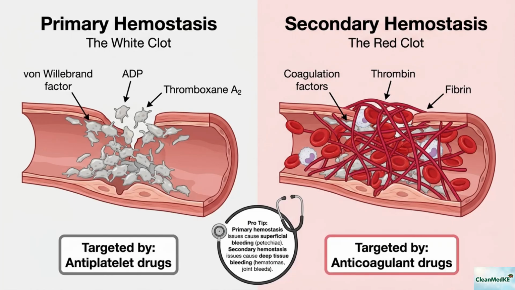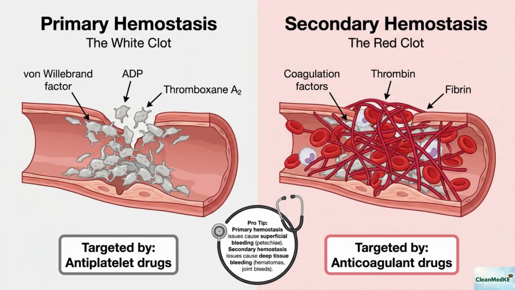To understand blood thinners, we first have to understand how the body stops bleeding. We divide this into primary hemostasis, which forms the white clot primarily through platelet aggregation, and secondary hemostasis, which creates the red clot using a fibrin mesh.